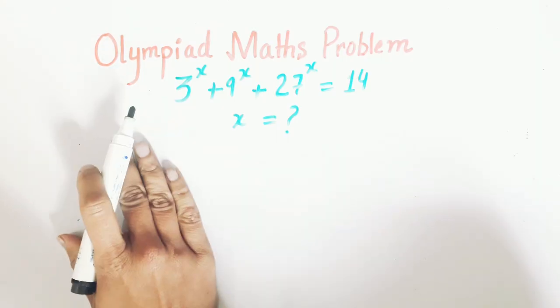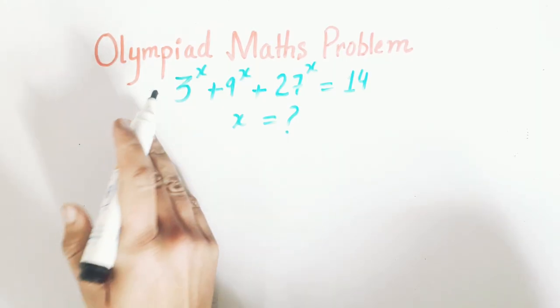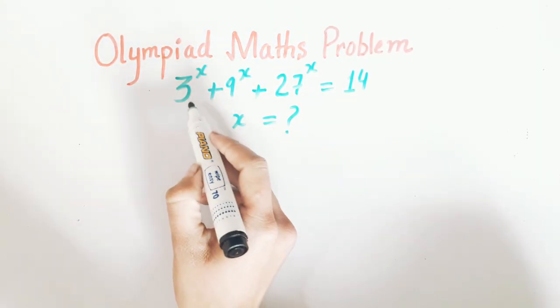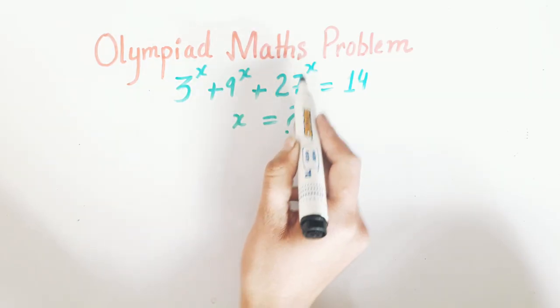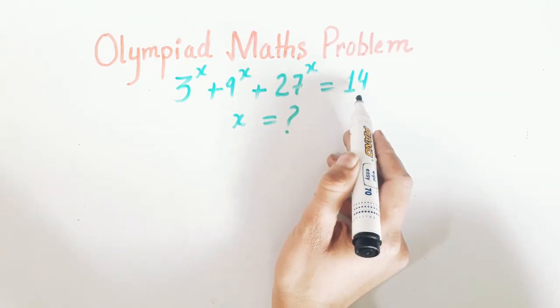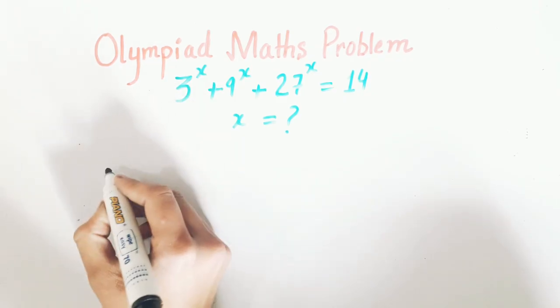In today's video, we will solve a very interesting Olympiad math problem, that is 3 raised to power x plus 9 raised to power x plus 27 raised to power x equals 14. You have to find the value of x.